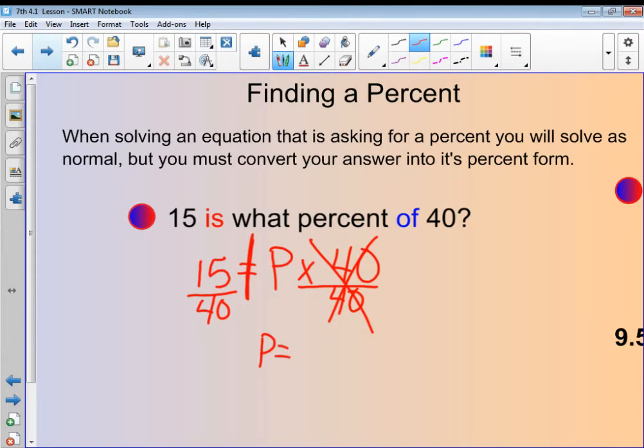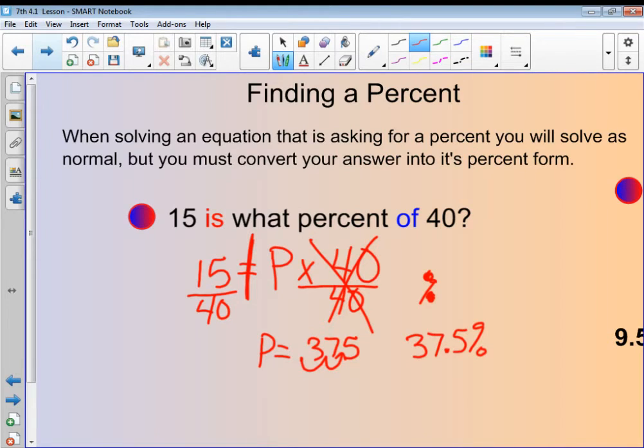P equals 0.375. So remember, a percent sign has two circles, right? Only two circles on it. I only get to move two places towards where I would put it. 1, 2. So my final answer is 37.5%. Now, unless they ask you to round it, leave it as its decimal number.